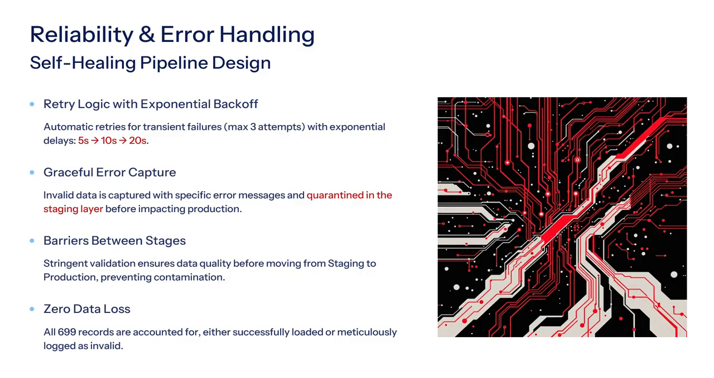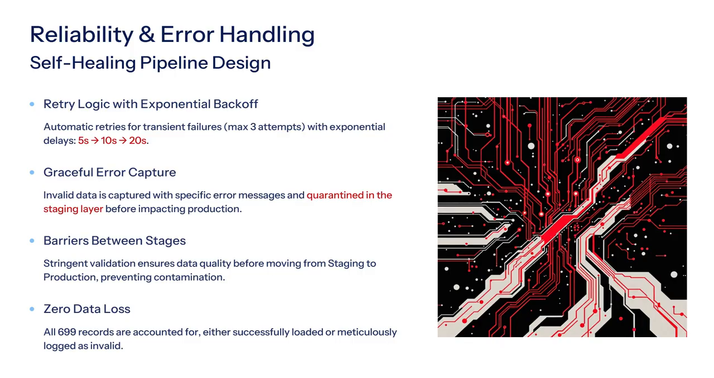Then we have a quarantine layer. Bad data never goes downstream. Invalid rows are moved into a dedicated quarantine table with an error message, like we saw for the 14 rows that we found were invalid.